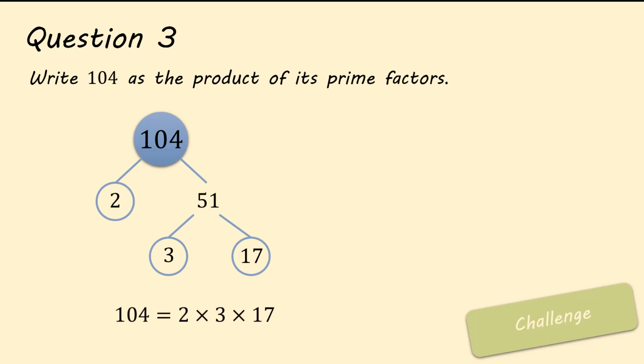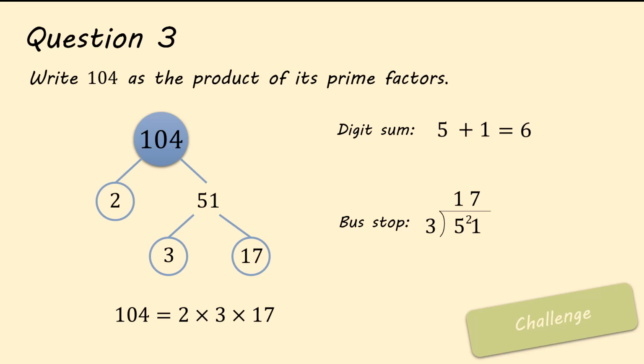Now, how did we know that 51 could be divided by 3 and be written as 3 times 17? Tip number 1. To test if you can divide by 3, find the digit sum and see if you can divide by 3 exactly. For 51, the digit sum is 5 plus 1 equals 6, and 6 divides by 3 exactly, which means 51 also divides by 3 exactly. So working out the digit sum is a cool trick to see whether you can divide by 3 or not. Tip number 2. Now that you know that 51 can be divided by 3, use the bus stop method to calculate 51 divided by 3, or just use the 3 times tables to get the other factor of 17.